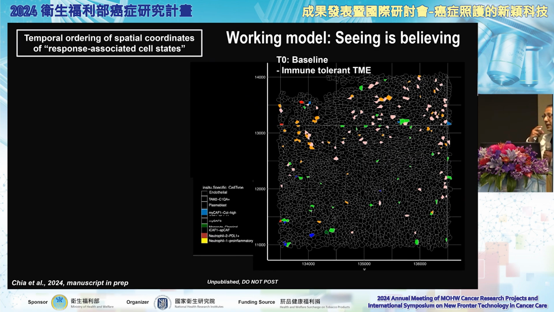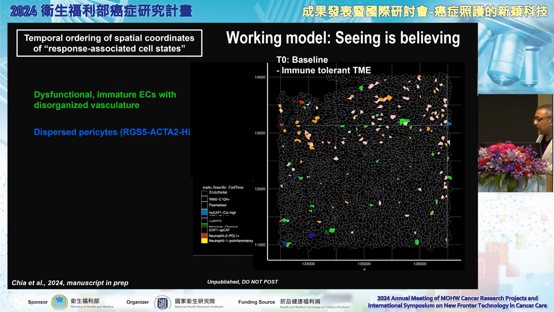So now that we have the temporal trajectories at the level of single cell resolution, and we can map those trajectories in space, we can start basically putting together a movie of what's happening in space in the responders versus non-responders. So this is, again, focusing on the responders. At baseline, we find generally an immune-tolerant microenvironment with dysfunctional and immature endothelial cells, disorganized vasculature, leaky vasculature. There are very dispersed pericytes.